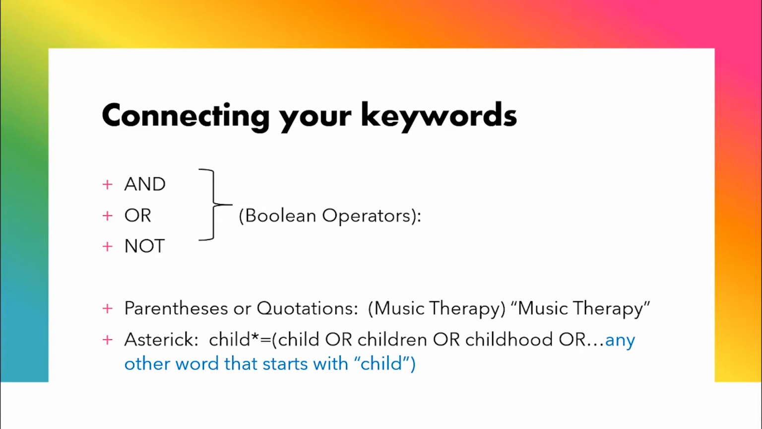Then the asterisk is like a wildcard. In my example, you can use child asterisk and it will look for any word that starts with child: child, children. I use that for singular and plural. So for benefits, I might use benefit asterisk, and it will find benefit and benefits.